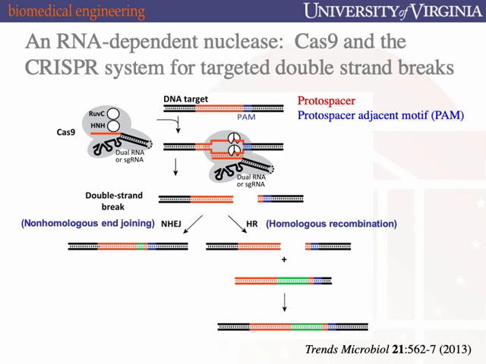So we take cells, engineer them with a single guide RNA together with Cas9. Cas9 gets expressed in the cells. The single guide RNA gets expressed in the cells. They load up with one another. And then the Cas9 looks for a complementary sequence to the CRISPR RNA sequence.